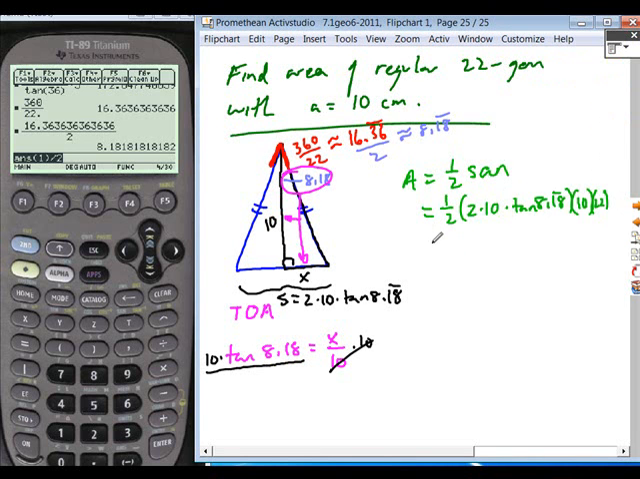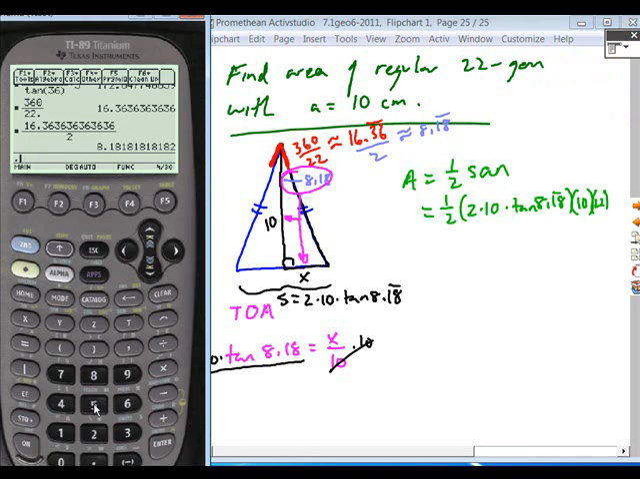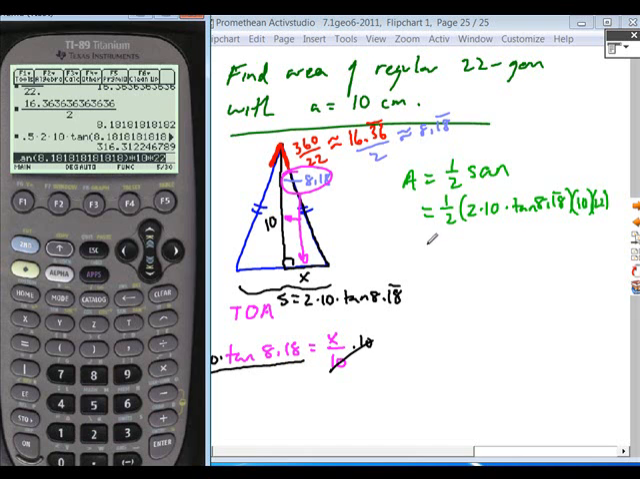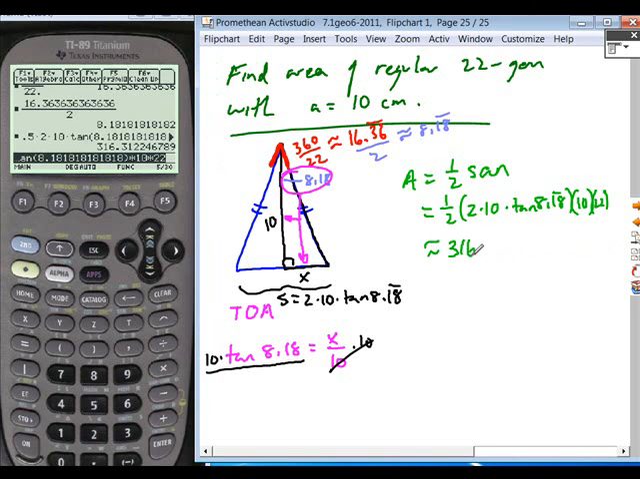And so now we can just calculate this through. So 1/2 times 2 times 10 times the tan of this number right here. We can just enter it from our calculators. All times 10 times another 22, the number of sides. And we get our answer to be approximately 316.31. The units are centimeters. It's a two-dimensional area, so it's square centimeters.